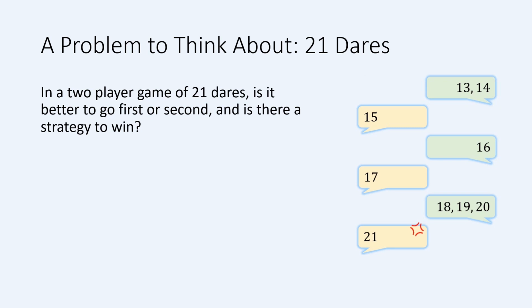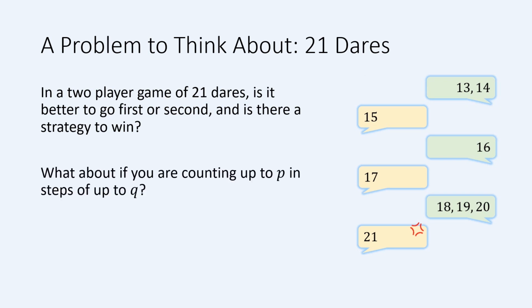If you've worked that out, what about if you're playing a game of P dares, where you have to count up to P instead of up to 21? Also, what if you're allowed to count up to the next Q numbers on each turn, rather than just the next 3 numbers?